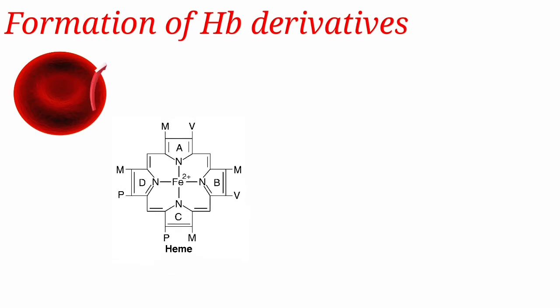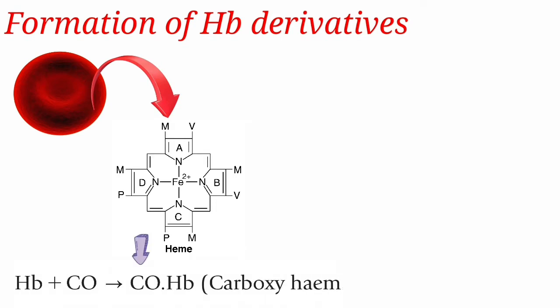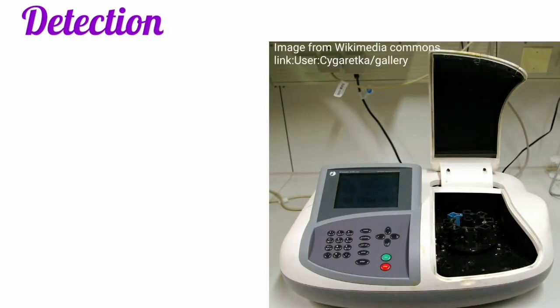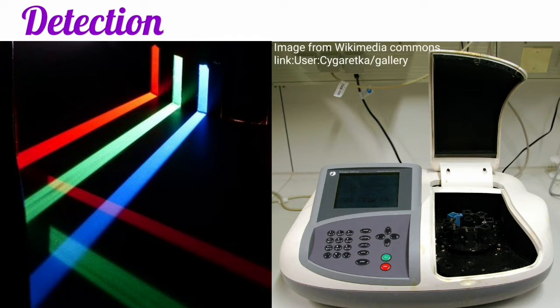Coming to formation of hemoglobin derivatives, these are formed by joining different groups with the heme part of hemoglobin. For example, carboxyhemoglobin is formed by joining of carbon monoxide with the heme iron of hemoglobin. These derivatives are also formed by changing the oxidation state of iron. Detection: the hemoglobin derivatives have characteristic color and they can be detected by characteristic absorption spectra.